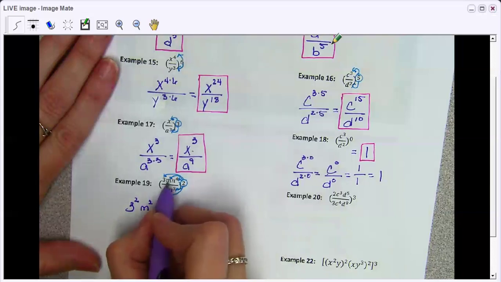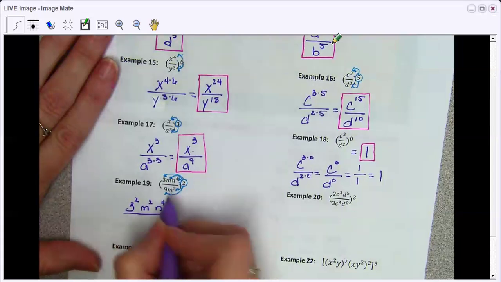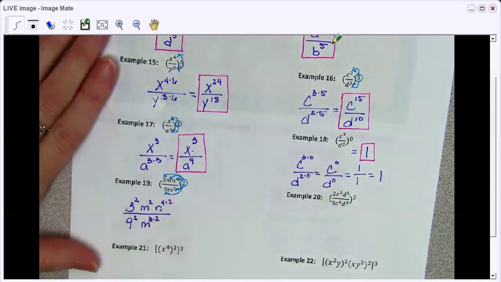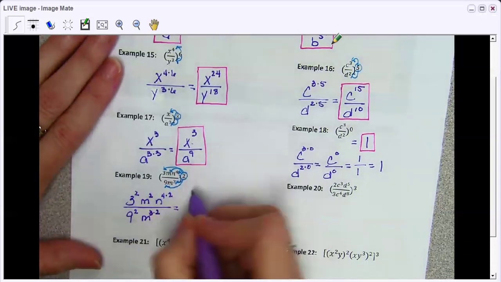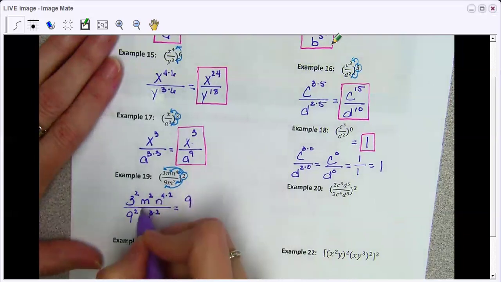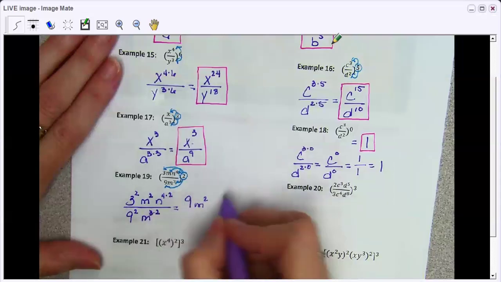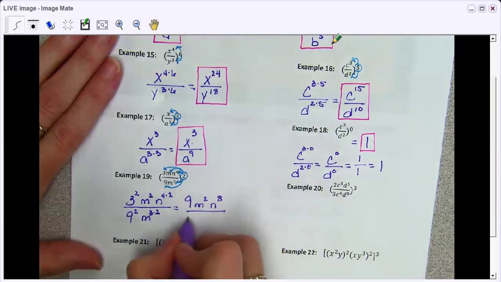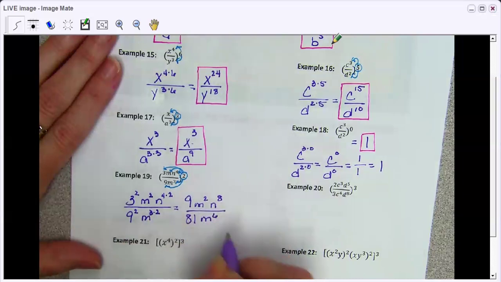Anytime you don't have an exponent, then you just apply that exponent straight to the base. We have 9 squared, m to the power of 3 times its raised power of 2. So let's simplify this. 3 to the power of 2 is 9. m to the power of 2 is just m to the power of 2. And then 4 times 2 is 8, so n to the power of 8. Over 9 squared, which is 81. And m to the power of 3 times 2 is m to the power of 6.